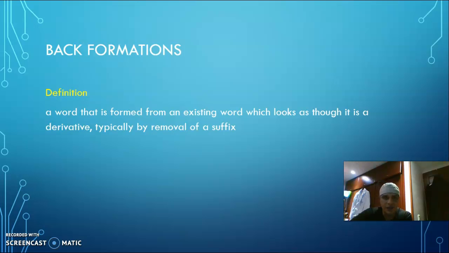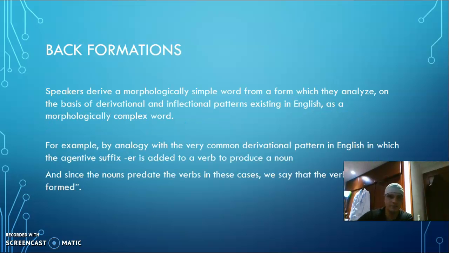As a definition, we have that it is a word that is formed from an existing word which looks as though it is a derivative, typically by removal of a suffix. We can say that speakers derive a morphologically simple word from a form which they analyze on the basis of derivational and inflectional patterns existing in English as a morphologically complex word.